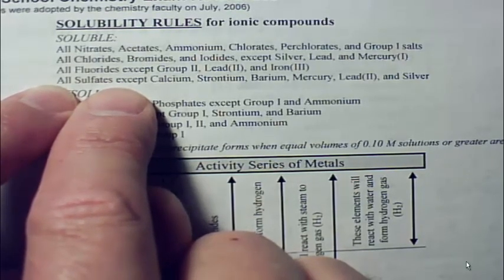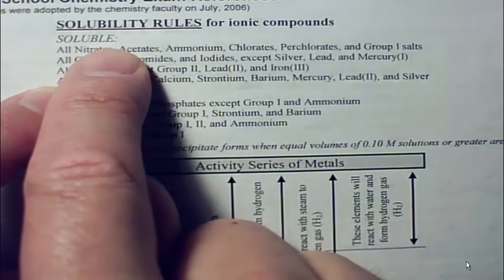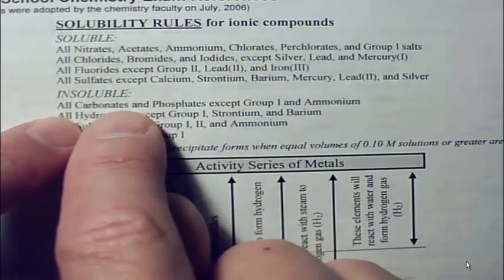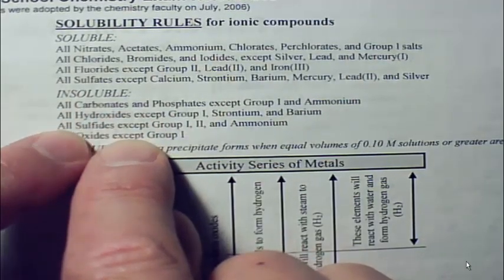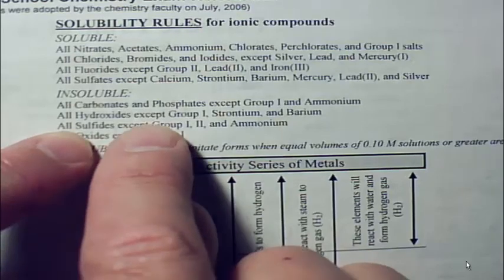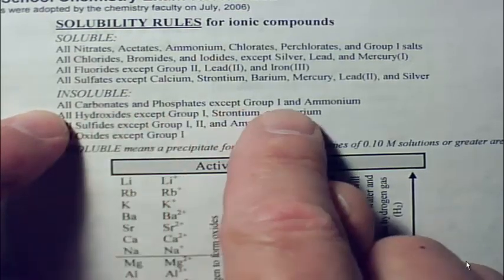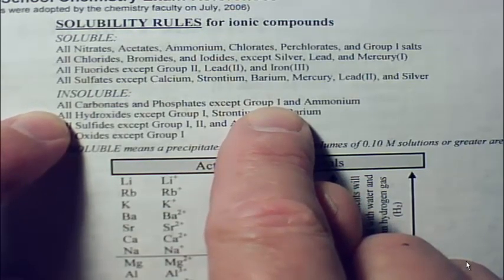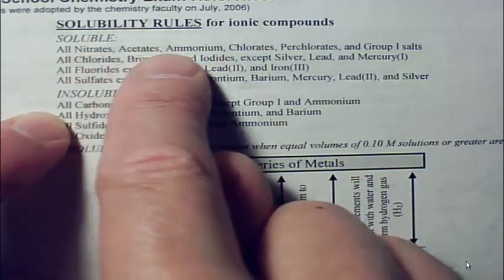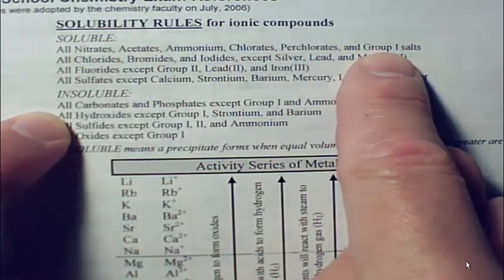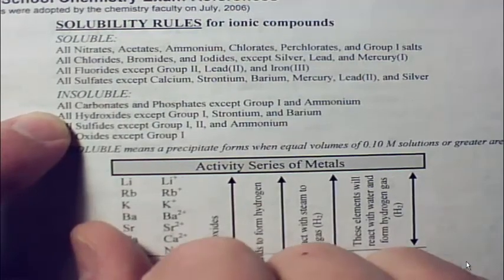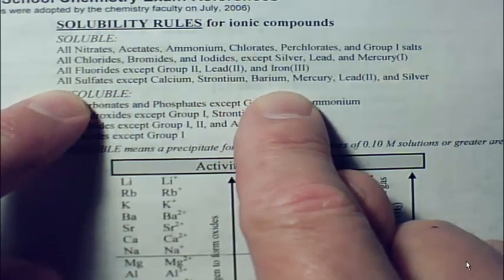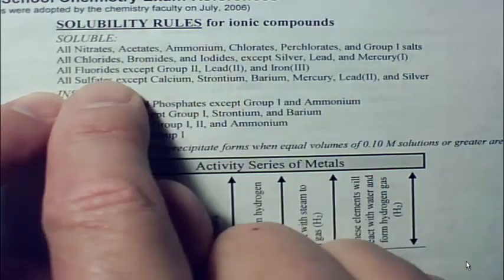So for the most part, the largest percentage of conditions, these are all soluble with these exceptions over on the right. Down here, these compounds are largely insoluble, but there are always exceptions. Carbonates are insoluble, but sodium carbonate's not, because sodium carbonate is in group 1. And guess what? Sodium carbonate is covered up here, group 1 salts. Got that? So there's some crossover here. But remember tonight, just for the first night, memorize the first half of these.